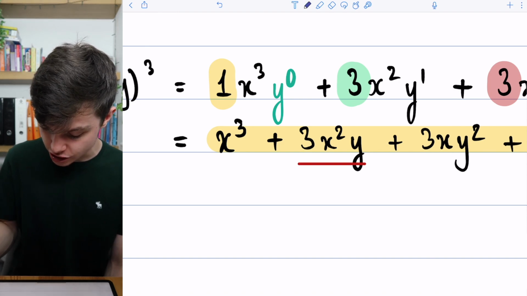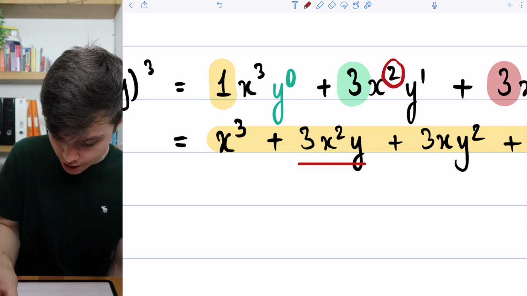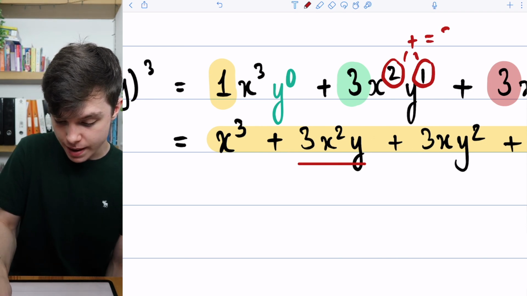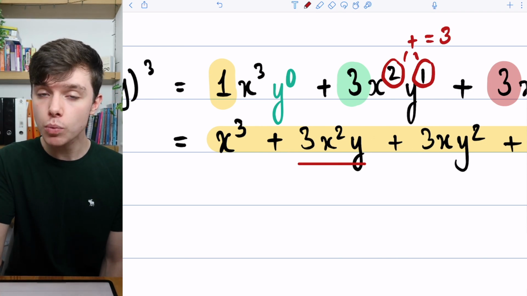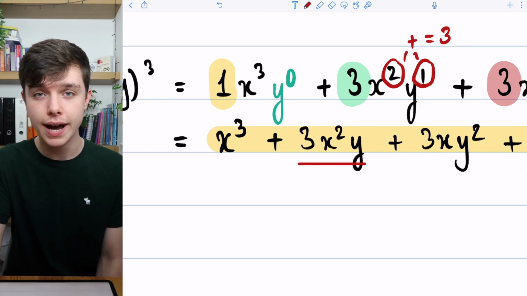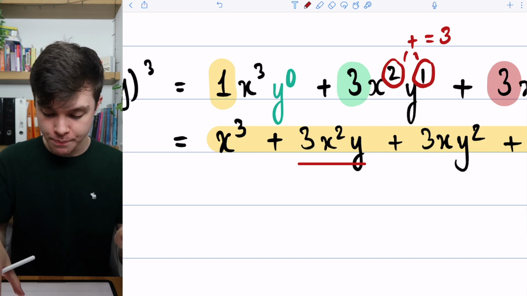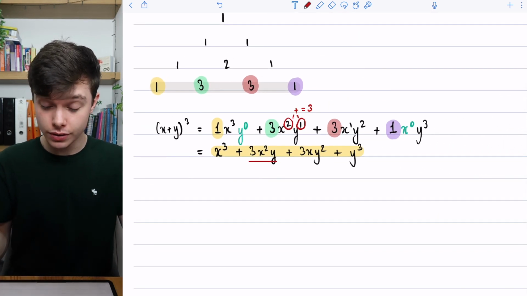We can see it here actually. I'll do it in red. We have a power 2 and a power of 1. Adding those together is going to give me 3. And 3 is what the power on the bracket was. Okay, so the powers always add to the power on the bracket. And that's how you can check you've actually done this correctly.